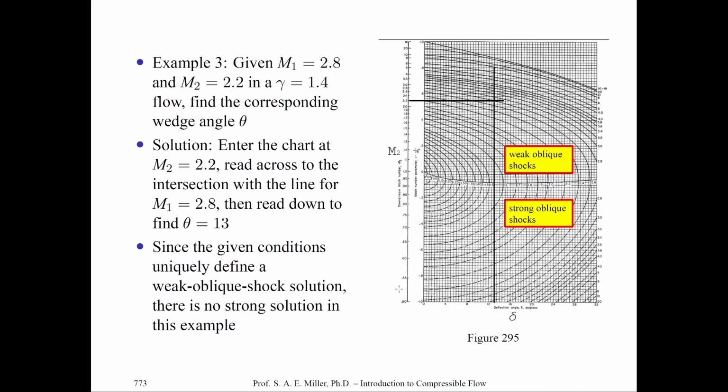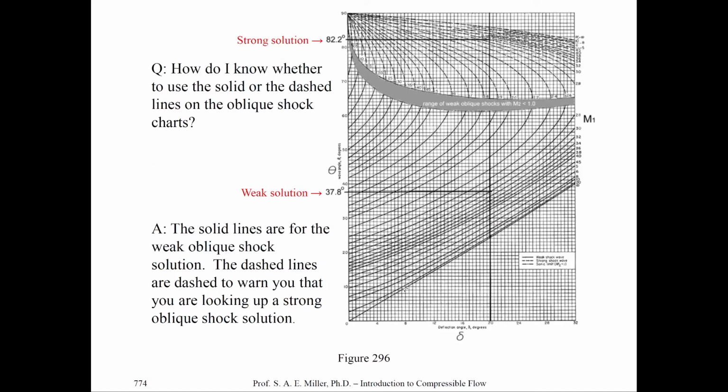And that would have a value about 0.54. Try the case yourself for the strong shock. Now, you might ask yourself, how do I know whether to use a solid or dashed line for strong shock or weak shock, respectively? Remember, the solid lines are for the weak shock waves, and the dashed lines are to warn you that you are indeed looking up a strong shock solution.